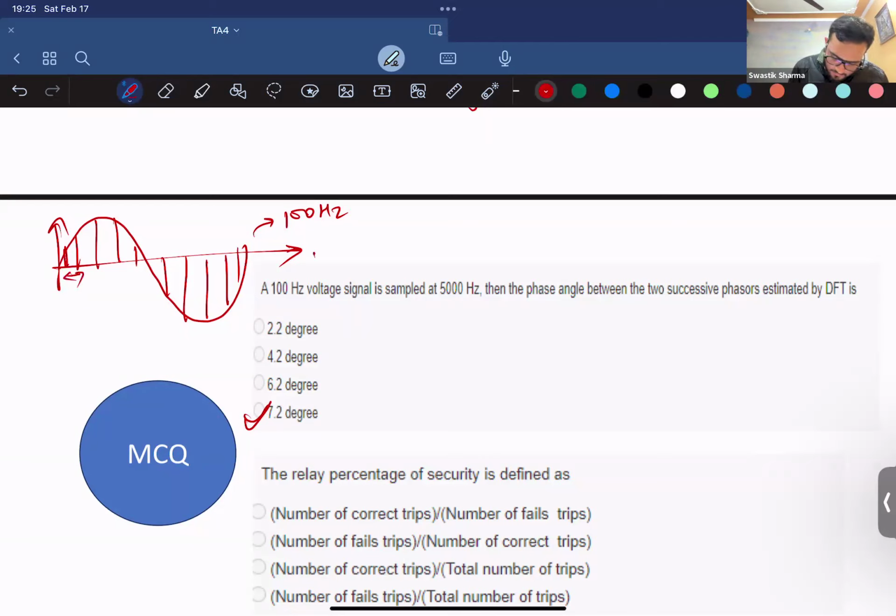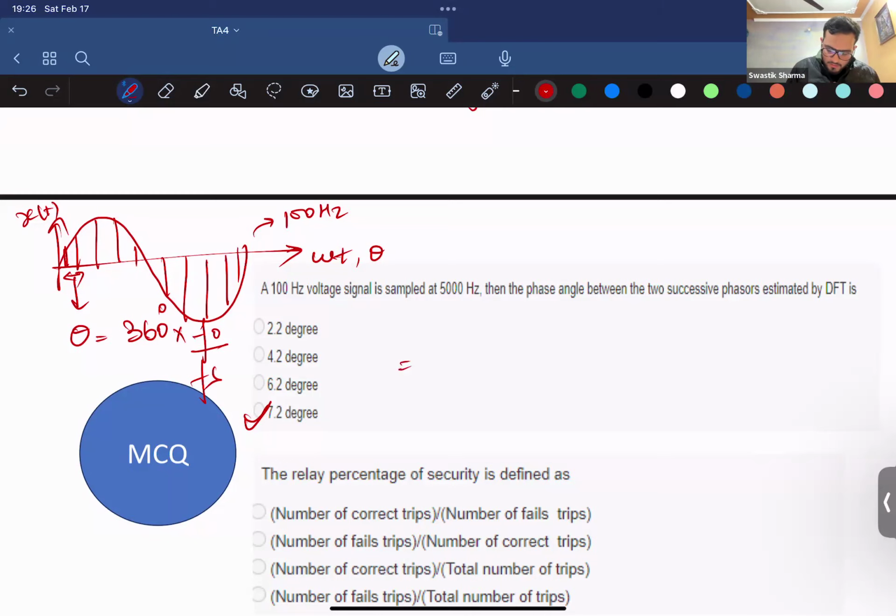So this is your omega t, right? So this is degrees only. Let's say you had a signal x(t). In order to know the phasor difference between these two samples, that is the phase angle difference, the theta between these two angles, is nothing but 360 degrees into f naught by fs. So it's 360 degrees into f naught by fs.